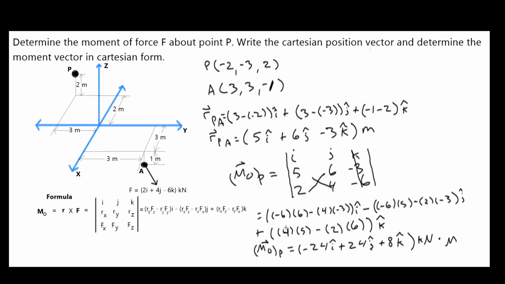And that's pretty much it. Pretty straightforward. The main thing is just having an understanding of this cross product formula and being able to find your position vector with the 2 points. Once you find that position vector, which is just the head minus the tail, you'll be able to cross it with whatever force vector you have, and then you get your final moment.